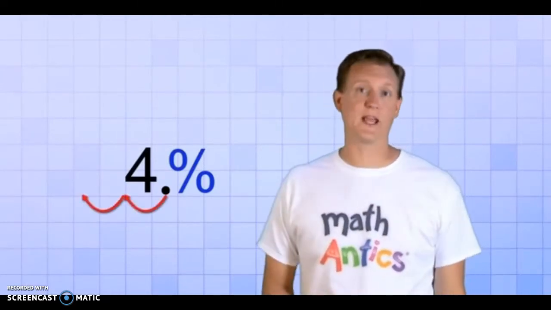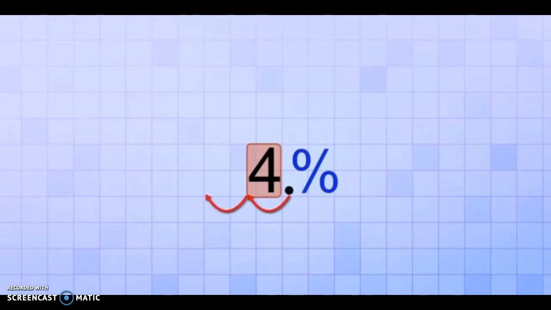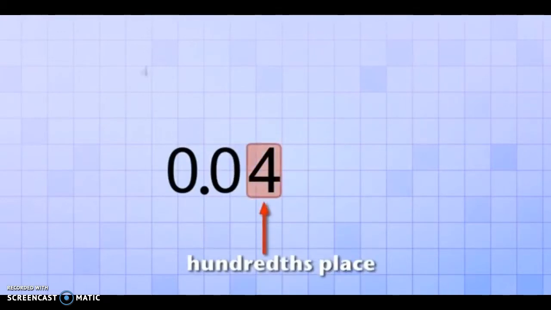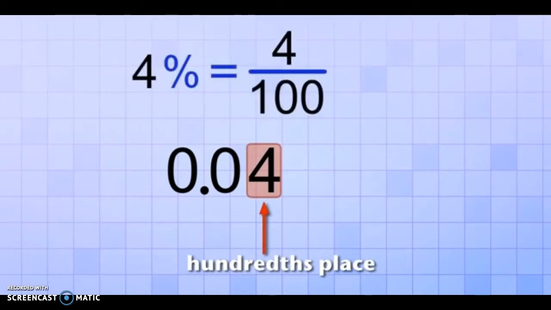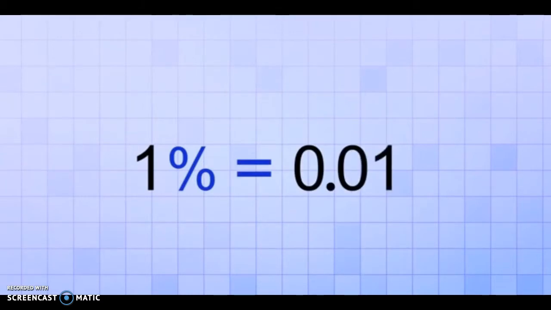Pretty cool, huh? Okay, but what about 4%? You might wonder how we can move the decimal point 2 places over when our number only has 1 digit. But all we need to do is use a 0 as a placeholder in the number place that's missing. Then, when we move the decimal point 2 places over, we end up with a decimal value of 0.04. Now that makes sense because 4 is in the hundredths place, and 4% is 4 over 100. And in the same way, 1% would just be 0.01. Again, we need that extra 0 placeholder.